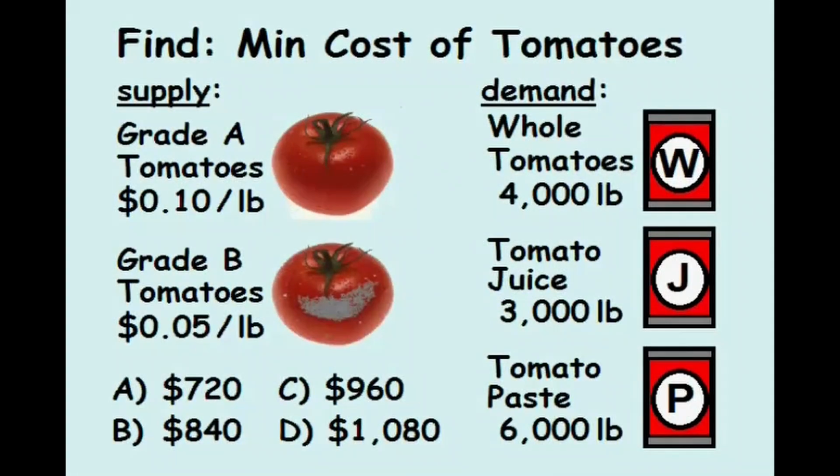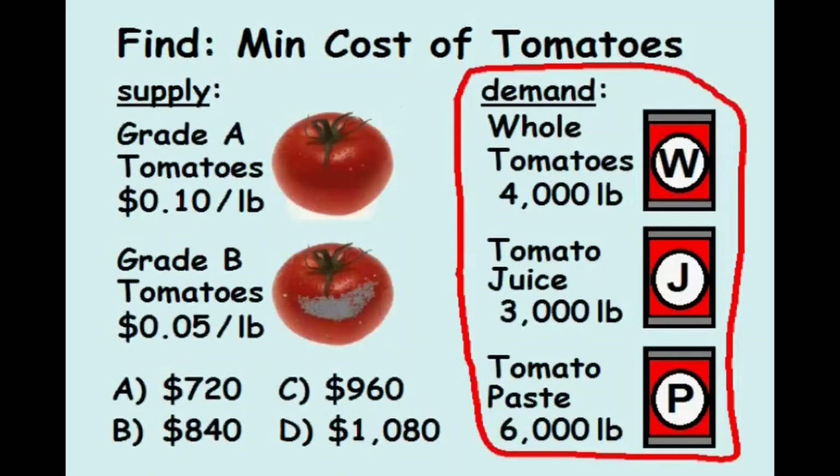Find the minimum cost of tomatoes. In this problem, there is a demand for whole tomatoes, tomato juice, and tomato paste of 4,000 pounds, 3,000 pounds, and 6,000 pounds, respectively.